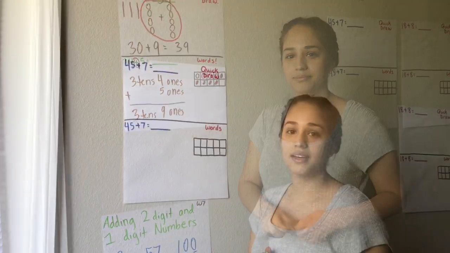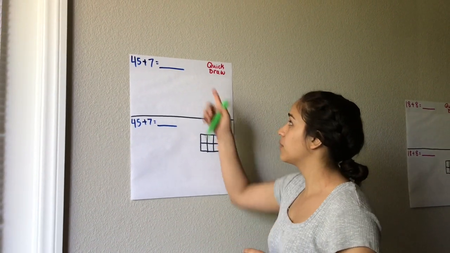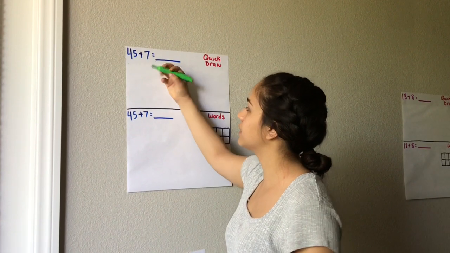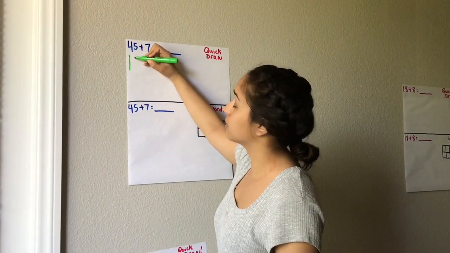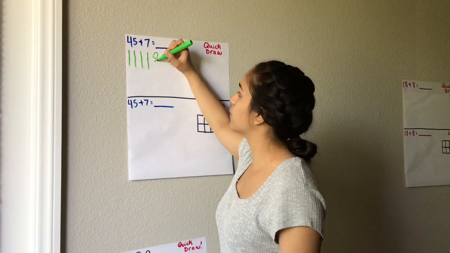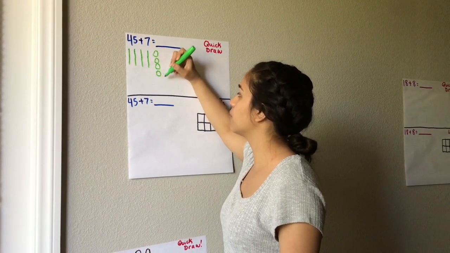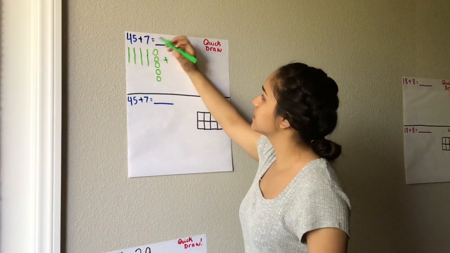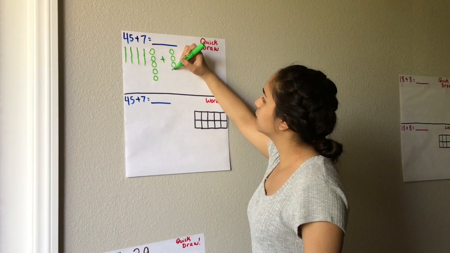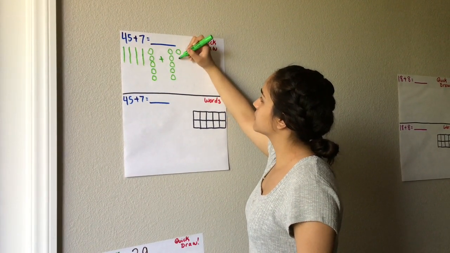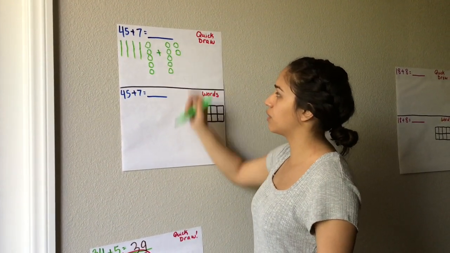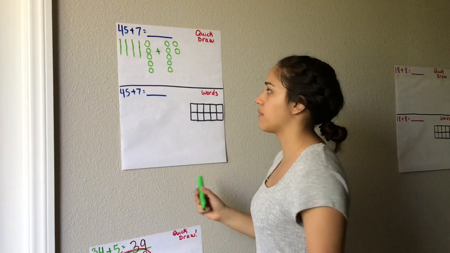That's correct. Okay, we're going to try the same thing again with the quick draw and our words. So our equation is 45 plus 7. We draw that out as 10, 20, 30, 40, 41, 42, 43, 44, 45, plus 7 more ones. 1, 2, 3, 4, 5, 6, 7. And notice how once my ones fill up to 5, I make a new row. That's so I can help keep track of where I'm at.